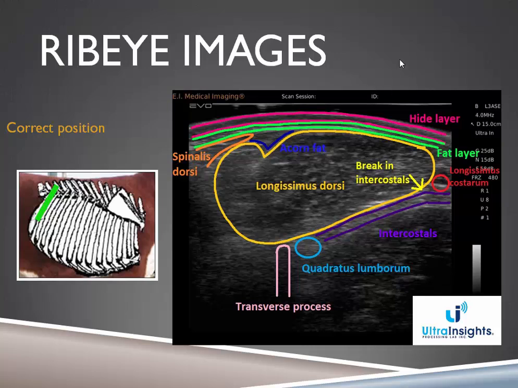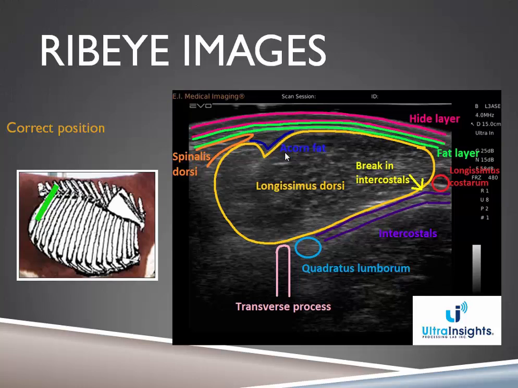So let's take a minute and talk about image quality in relation to ribeye images. Ribeye images are the hardest image for most field technicians to collect. It's very difficult to find the angle of the 12th and the 13th ribs and get the probe placed in the proper location. We're going to say this green bar represents where the probe should be placed.